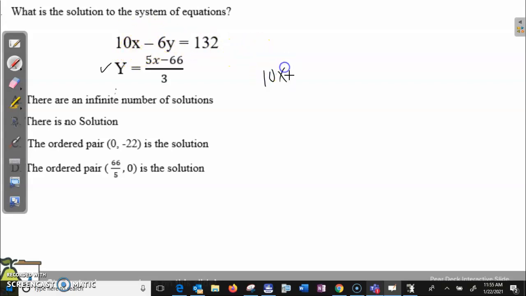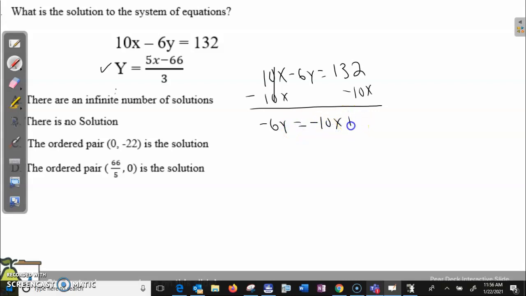So 10x minus 6y equals 132. So from here, x goes to the other side. You do the opposite. The opposite of 10x is minus 10x. What you do to one side, you do to the other. This cancels. This turns into negative 6y equals negative 10x plus 132. Now from here, you're one move away. The last move, you divide by negative 6.